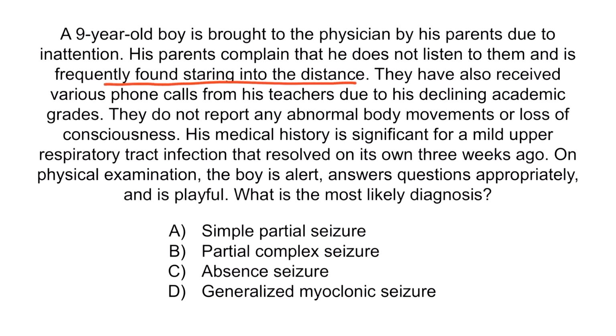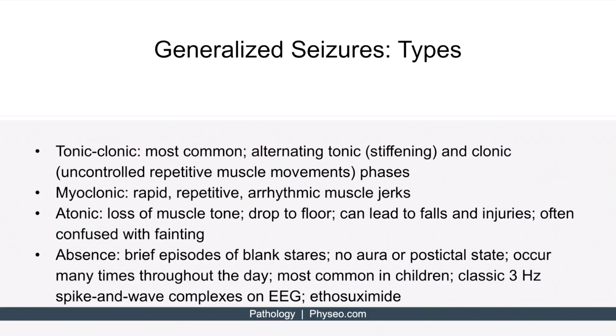All right, hopefully from the question stem, you notice that this child is frequently found staring into the distance. He also is inattentive and has declining academic performance. Collectively, this is consistent with an absence seizure. So the correct answer is C, absence seizure. Recall that absence seizures are a form of generalized seizures that present with brief episodes of blank stares.